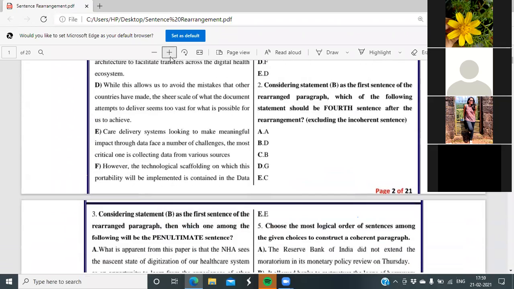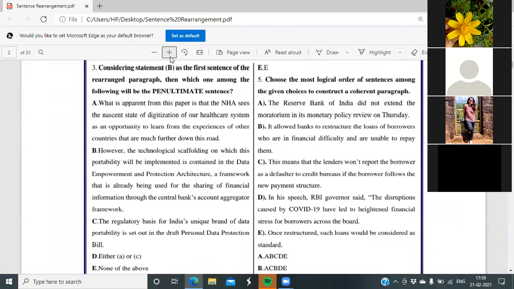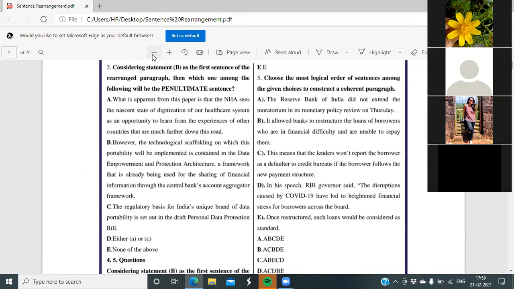It's on page number 2. Okay. So on the right side, please see: choose the most logical order of the sentences among the given choices to construct a coherent paragraph. The Reserve Bank of India did not extend the moratorium in its monetary policy review on Thursday. It allowed the banks to restructure the loans of the borrowers who are in financial difficulty and are unable to repay them. This means that the lenders won't report the borrower as a defaulter to the credit bureaus if the borrower follows the new payment structure.